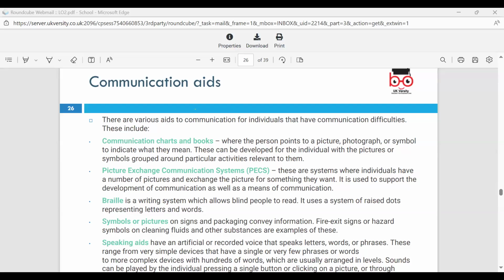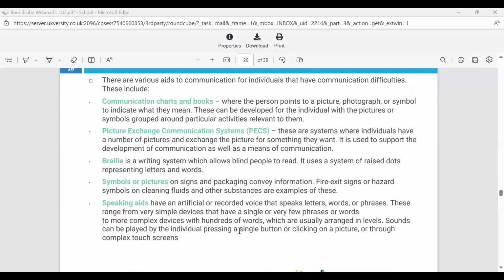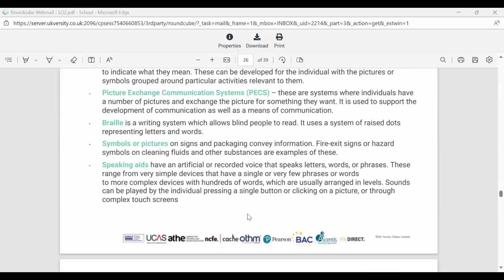Symbols are really important. Books, symbols, letters, signing, making sure that signing is really important, like Makaton. Speaking aids, what people need to speak into electronic devices, so they convert the speaking into text for them. That's really important, making sure that the electronic devices are designed specifically for that person if they've got any sort of impaired speech. You need to design that for that individual.